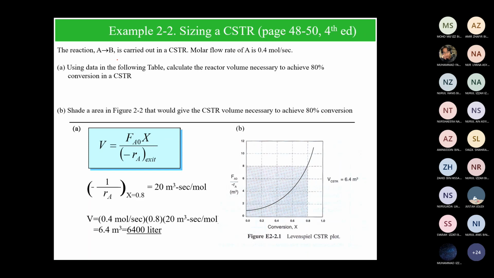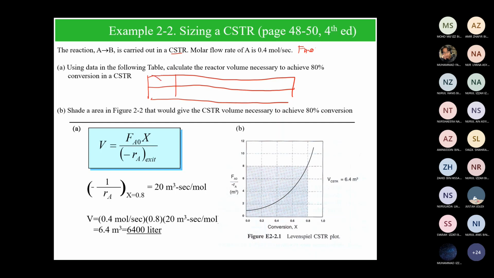So the reaction A to B is carried out in a CSTR. Given that the molar flow rate of A is 0.4 mol per second, that means this is the FA0, so FA0 is given. Using the data in the following table. Where is the table? Oh no, it didn't appear. Actually, I don't know why it disappeared here. I noticed too. Okay, the table is as follows.